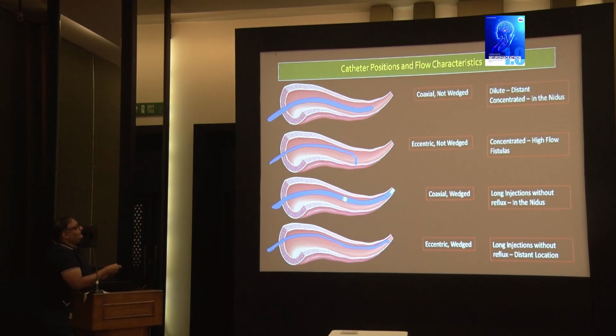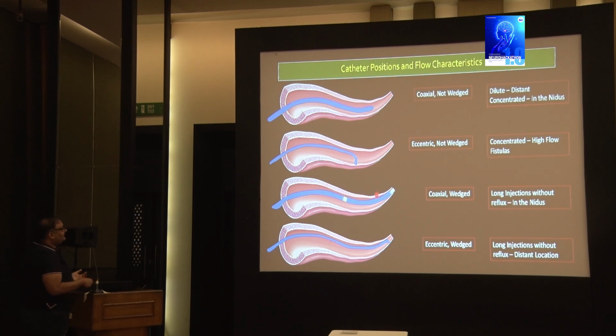In fistulas, in high flow fistulas, if we can be eccentric and not wedged, then we use very highly concentrated glue so that the mushroom-shaped cast of glue starts forming right from here, and then it occludes this vessel and then percolates distally and occludes a bit of the venous system.